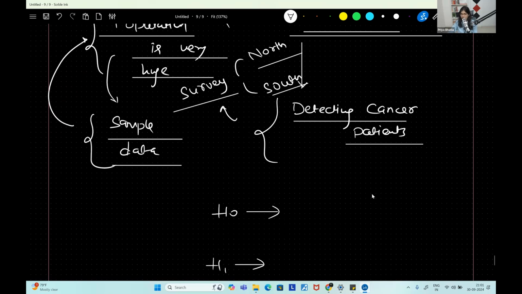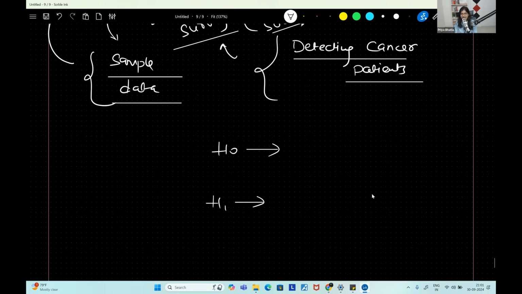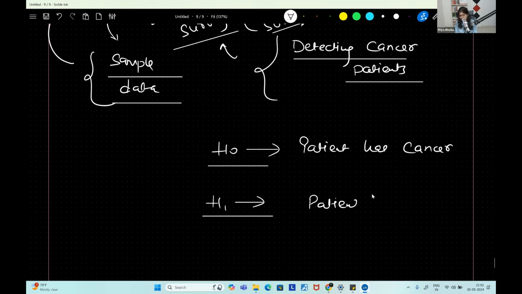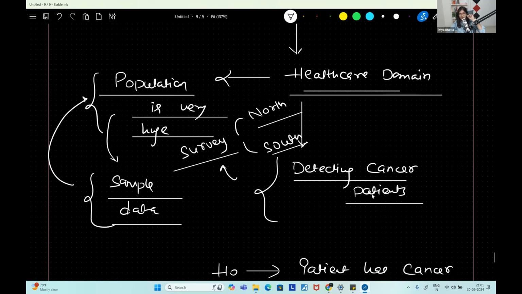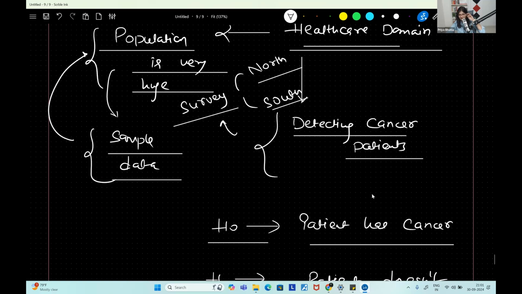Okay. So, that's true. Null hypothesis is that the patient has cancer and alternate will be that the patient does not have cancer. This specific problem statement or use case is composed of two components because I have broadened it up into north and south.